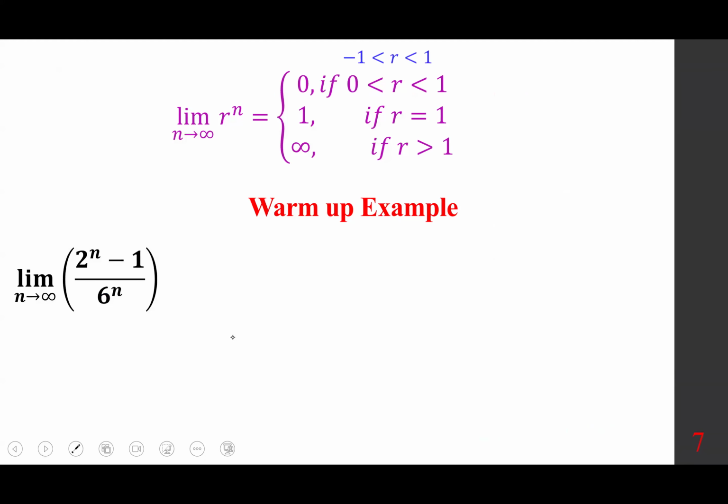Let's make some sense out of this by looking at a couple of simple examples. We know this to be true. We want to find the limit of 2 to the power of n minus 1 over 6 to the power of n as n approaches infinity. This is a warm-up example. How do we come up with the answer?